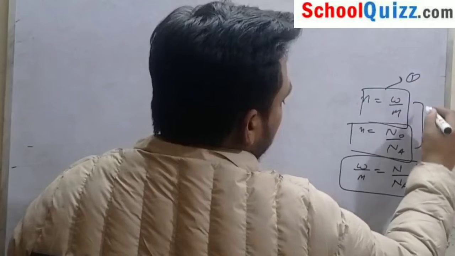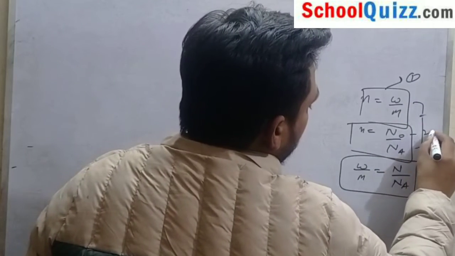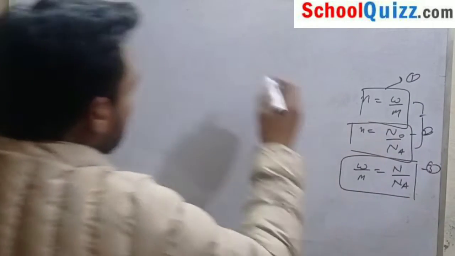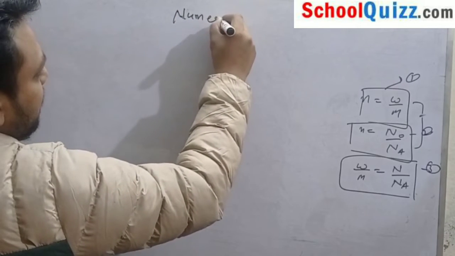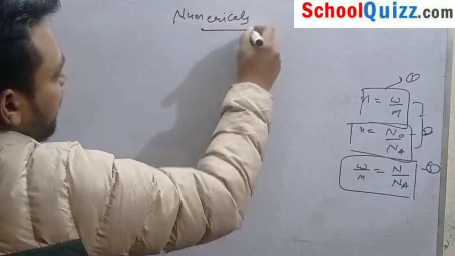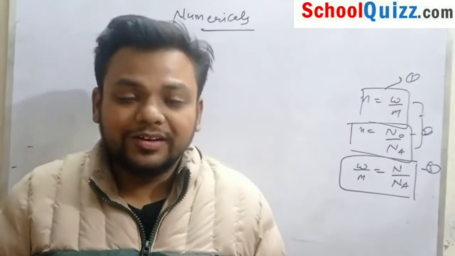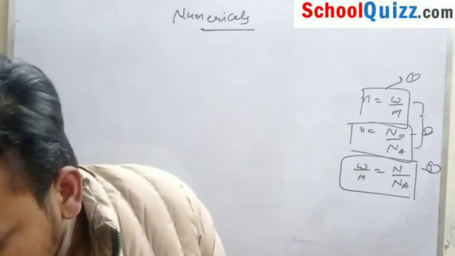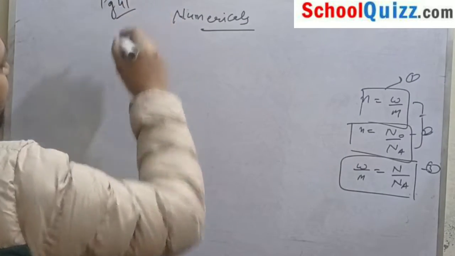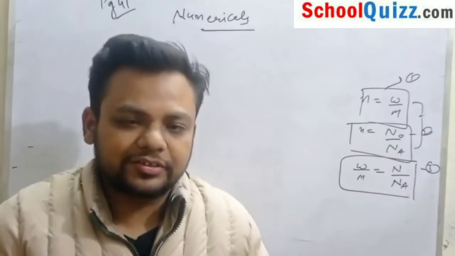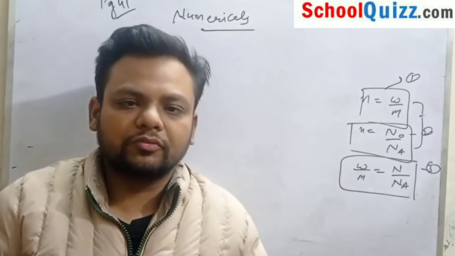So I will note it here: 1, 2, 3. Our topic is numericals based on the topic mole concept, which is at page number 41 in your NCERT book. These numericals are very important from the paper point of view also.